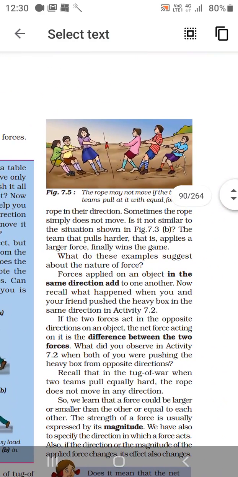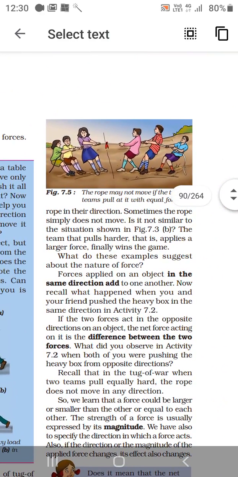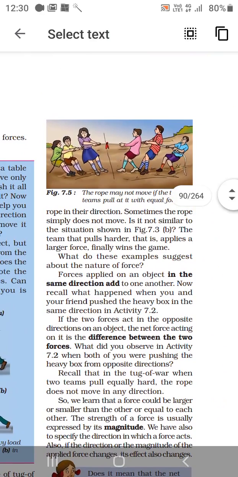Let's recall what happened when you and your friend pushed the heavy box in the same direction. If two forces act in the opposite direction, the net force acting on it is the difference between the two forces.